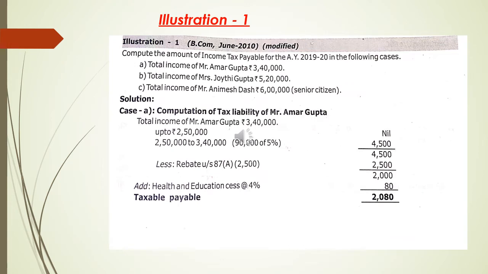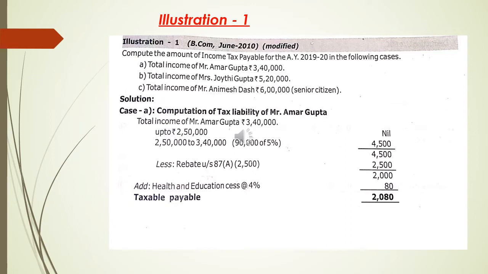Here is a small illustration to understand how to calculate the tax liability of an individual assessee. There are 3 assessees given: Mr. Amar Gupta, whose income is 3,40,000, Mrs. Jyoti Gupta, 5,20,000, and Mr. Animesh Dash, 6 lakhs. He is a senior citizen. It is very clearly given. So we have to apply the slab rates and find out their tax liability in each of the 3 cases. The first one, Mr.